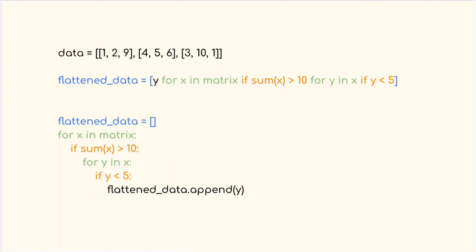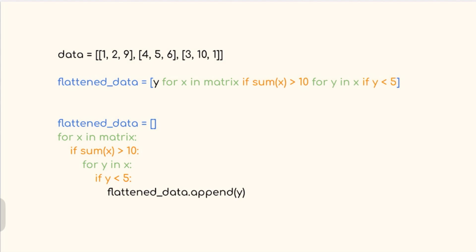This list comprehension contains a nested loop. The first loops through inner lists, the second loops through the items in the inner lists. There's one conditional filter in each loop. The first checks if the inner list has a sum greater than 10, and the second tests if the item in the list is less than 5.